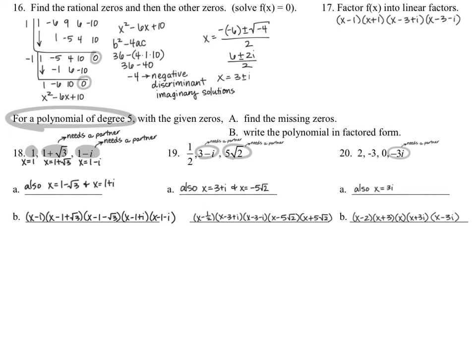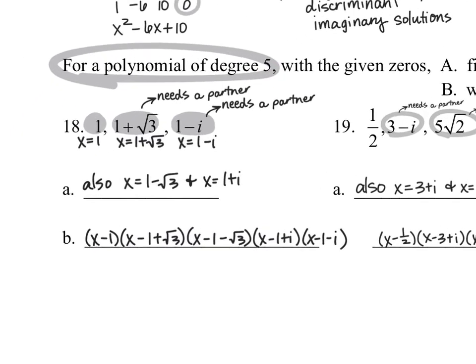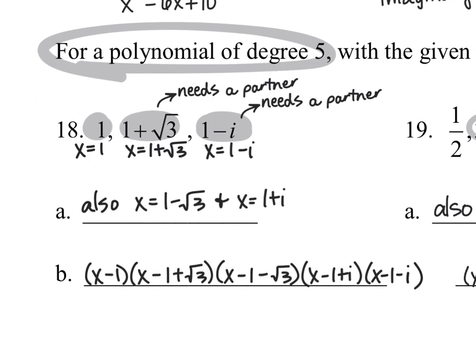The last section is writing polynomial equations in factored form from given zeros, and we need to add in zeros so that we get to the degree we need, which is 5. So for number 18, we have the x value of 1. It's a whole number. It does not need a partner. But the radical and the imaginary numbers do need partners. So we have to write in their conjugate pairs.